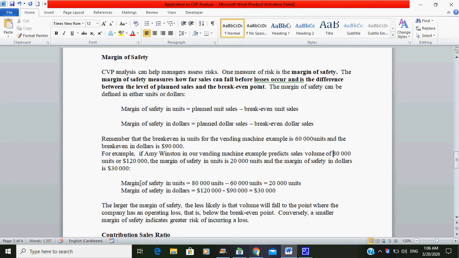So margin of safety units equal what? Planned unit sales, which is 80,000 minus what? Break even unit sales, which is what? 60,000 units, which gives you what? 20,000 units. Margin of safety in dollars equals $120,000, which is what? Planned dollar sales minus what? Break even dollar sales, which is 90,000. That gives you what? $30,000.